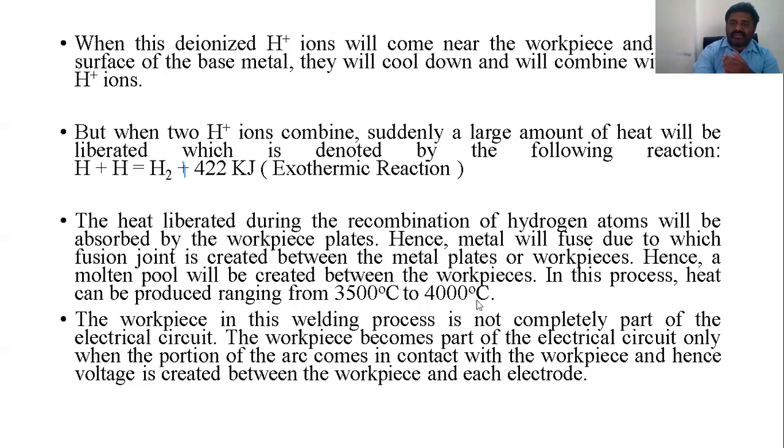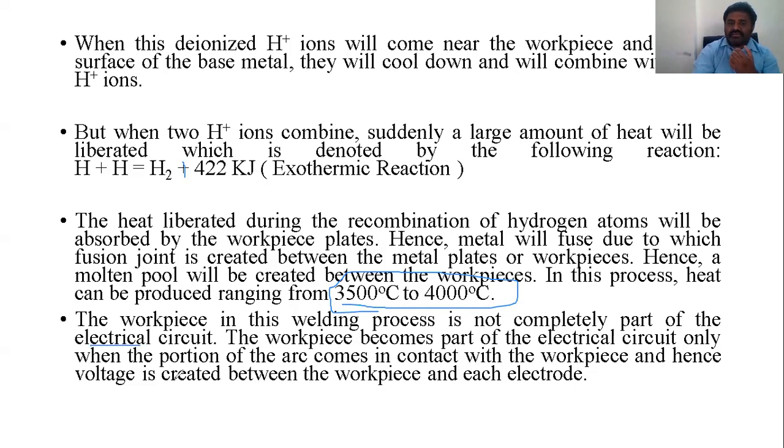We know the heat we are maintaining is about 3,300, and also it ranges from 3,500 to 4,000, as I said in the introduction part. We are maintaining the heat here with an AC supply, and the workpiece in this welding process is not part of the electrical circuit.